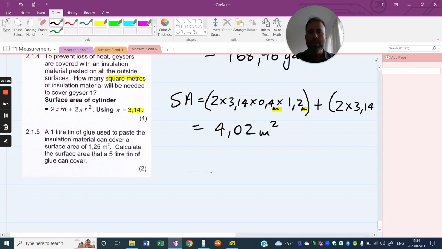Okay, and here we have the final question. It's 2.1.5. What are they asking us here? They say a 1 liter tin of glue used to paste the insulation material can cover an area of 1,25 square meters. So a 1 liter tin covers that much area. Okay, so 1 liter covers this much area. Calculate the surface area that a 5 liter tin of glue can do. So if 1 liter can cover this area, how much area can a 5 liter tin do?